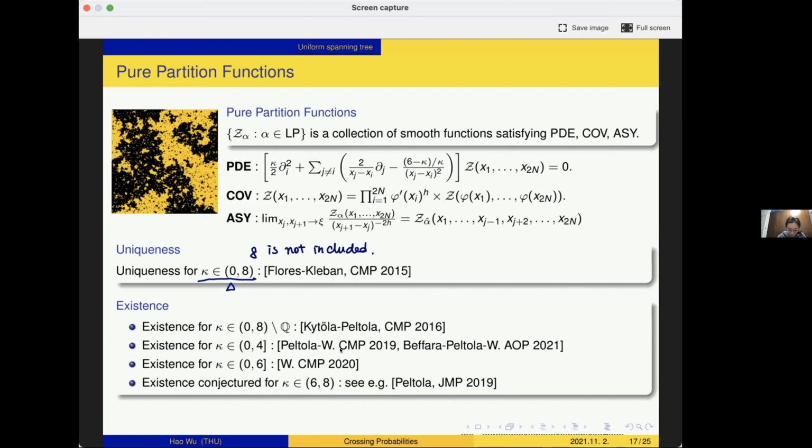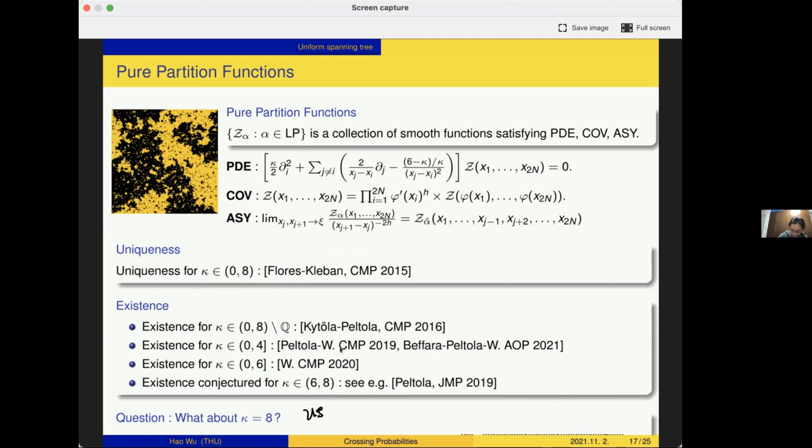And for the existence, here is a summary. Although we only know the existence for kappa between 0 and 6, and for kappa between 0 and 8 irrational ones, in fact, the existence is conjectured to be true for all kappa between 0 and 8. And here as well, 8 is not included. So this is the existence and the uniqueness of the pure partition functions. Then it is natural to ask what happens to kappa equals 8. This kappa equals 8 corresponds to the model of the uniform spanning tree.